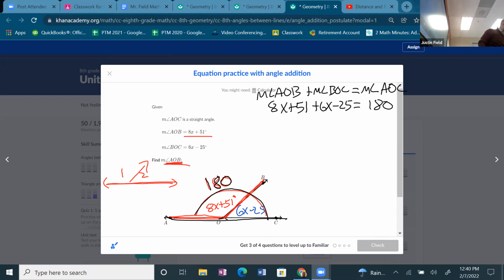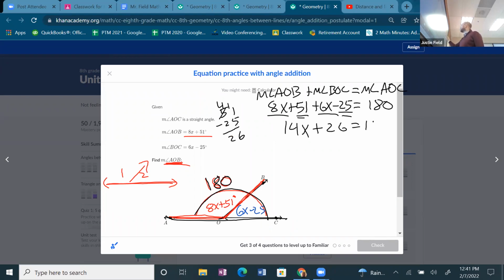All of that. So let's combine 8x and 6x, that's going to be 14x. And then also 51 and negative 25. Do that work over to the side: 26. Plus 26. All right, and then put our numbers on the right. Over the line, change the sign. So it's 180 minus 26, which is 154.